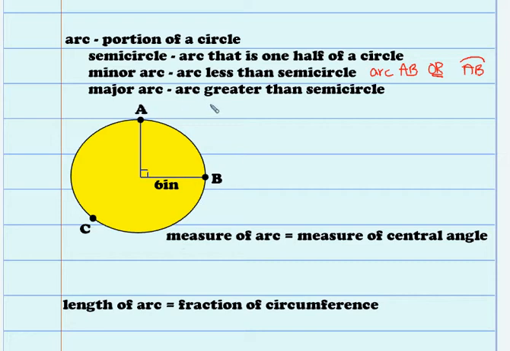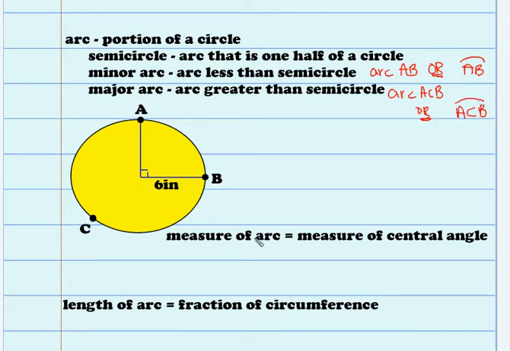A major arc, since it's greater than a semicircle, I could also call arc AB here because it is from A to B, but an easier way to do that would be to include C. So I could say this is arc ACB, kind of like angles. It goes from A to C to B. Or you can write capital letters ACB with the arc symbol over it.